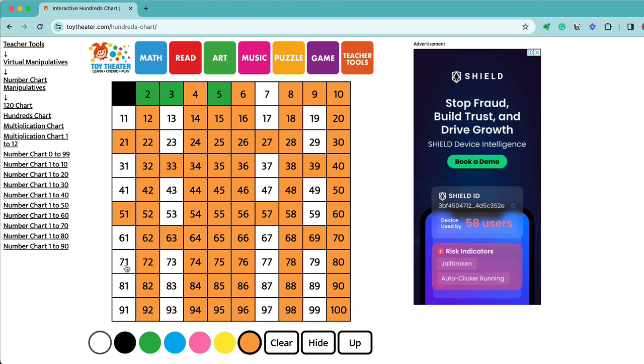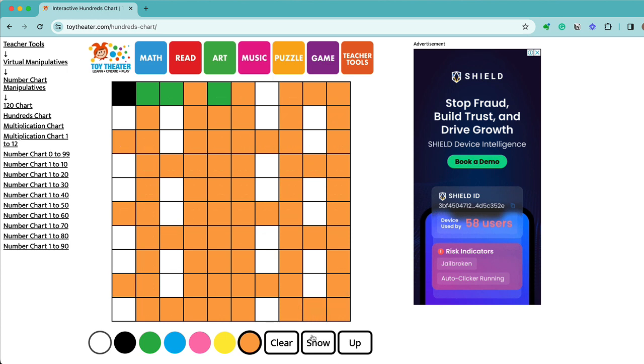63, 69. After 69, 75 is taken care of, 81, 87. What after that? 87 plus 6 is 93 and 99. So these are all related to 3. So let's hide it again.